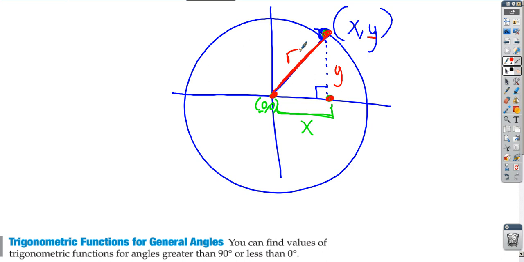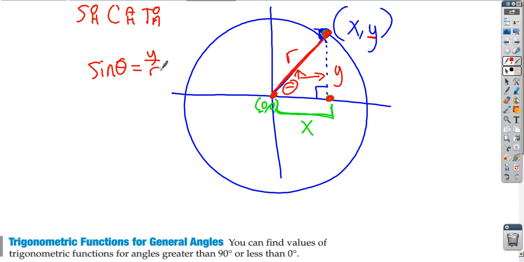Okay, so where are we going with this? Well, we can now express the trig functions in terms of this coordinate plane, or in terms of this axis. So let's suppose this was our angle right here, that's our theta. Suppose that I wanted to write the sine of theta. Well, we may remember from earlier, here's the acronym SOHCAHTOA, sine is equal to the opposite side over the hypotenuse. If you look at theta, this is opposite, and the r is hypotenuse. So I could say that sine is equal to y over r.